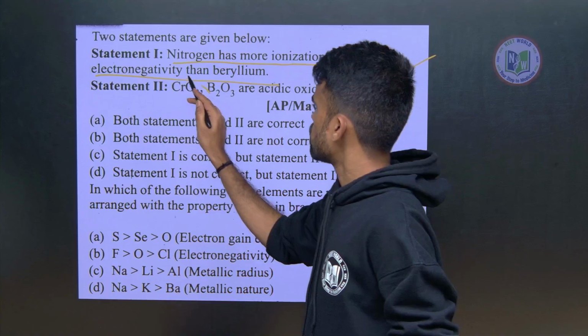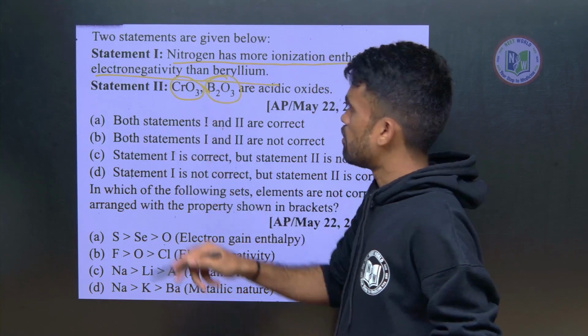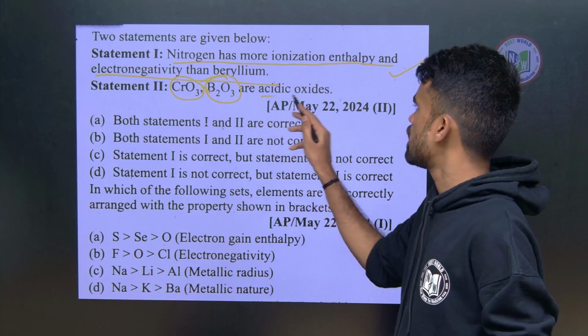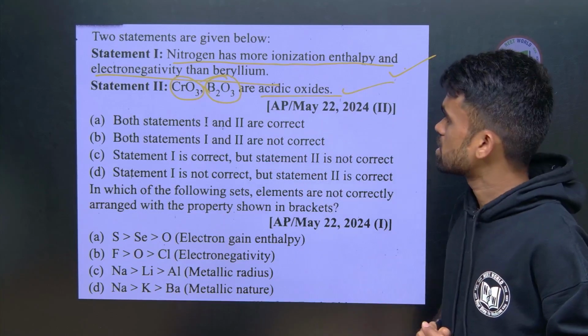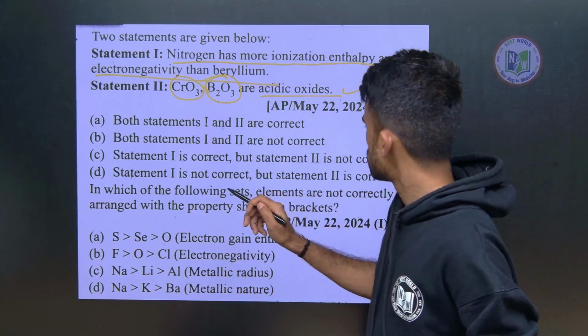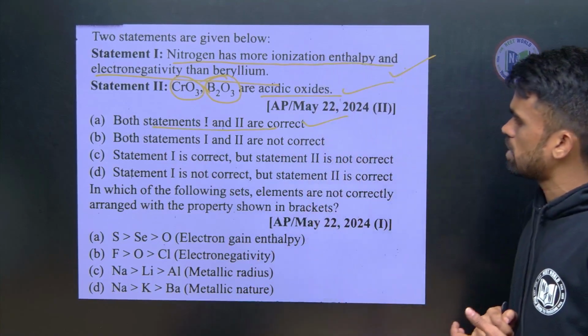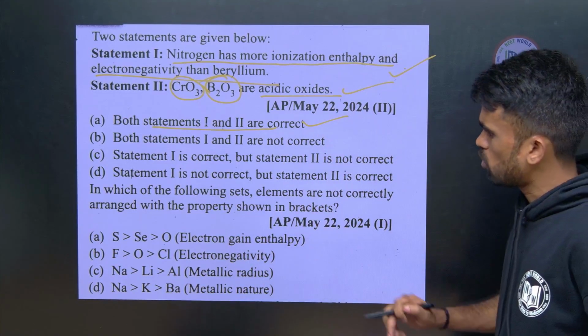Now chromic oxide and boric oxide, or boric anhydride, is given. Both are acidic oxides. So both statements are correct. Both statement 1 and 2 are correct, so you can go with option number 1. Okay, so we have one more question here.